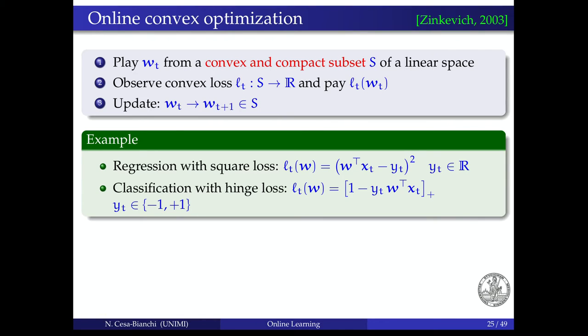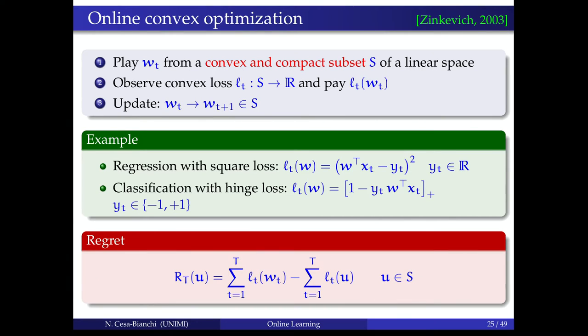Just to fix your mind, you can think of these losses arising from concrete learning problems like regression with square loss or classification with hinge loss. The only requirement is that the loss should be convex as a function of w, the prediction of the learner. And again, we're going to be measuring the performance of the algorithm in terms of its regret. Now I took the liberty of adding this thing here, meaning that I view the regret as a function both of the horizon and of the element of the set S against which I'm competing.